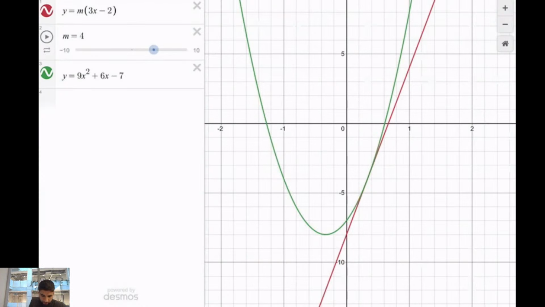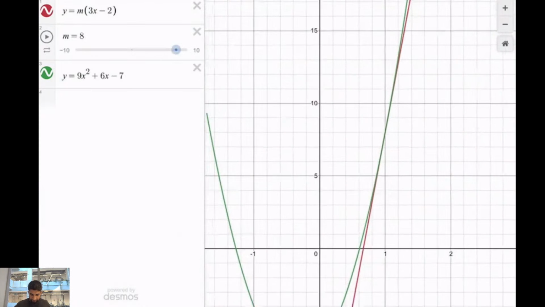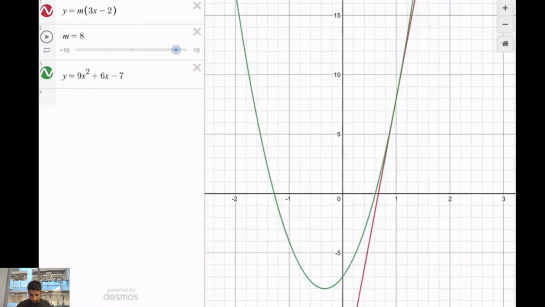If you keep changing the value of m, you will see that it stops being a tangent, and if you get to 8, it will become a tangent again. This time it happens at a different point. That happens up there when x equals 1. And that's the other solution that we found. That was the other point. And you can see that it happens when m equals 8. So that's the effect of changing m. Based on m, the straight line has different gradients and different points where it intersects the curve.